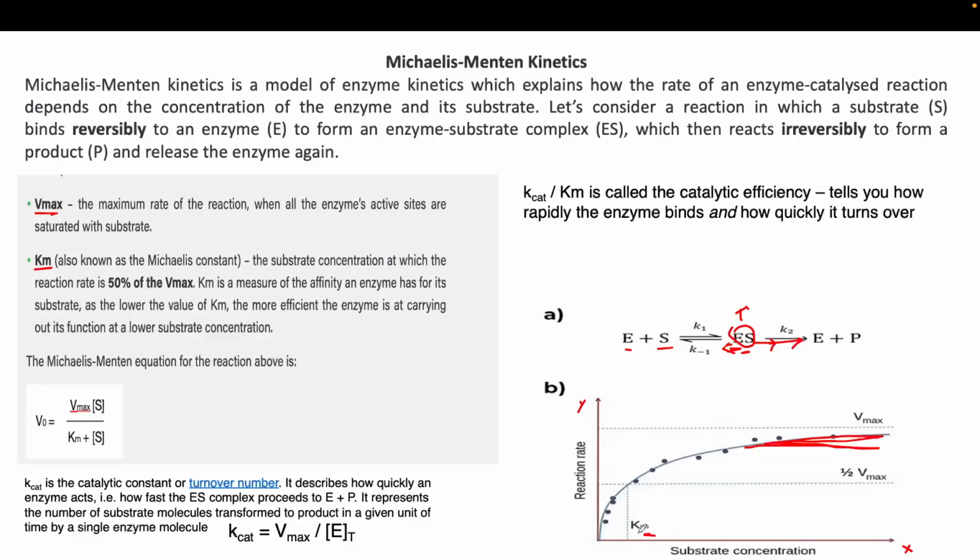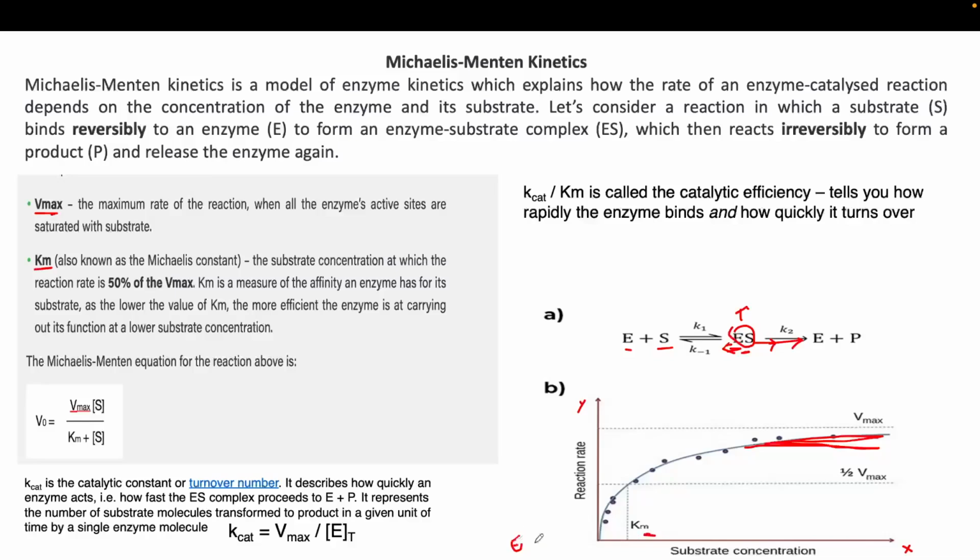So it is the substrate concentration where an enzyme can achieve half of its maximum velocity. In other words, Km shows the affinity of a particular enzyme for a particular kind of substrate.